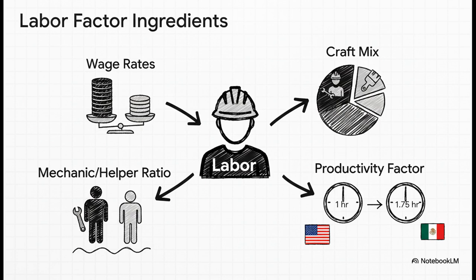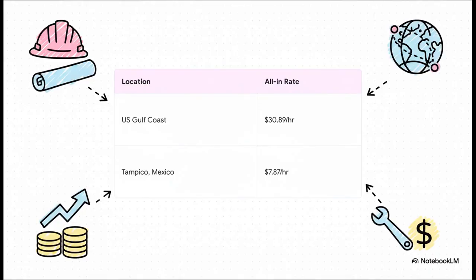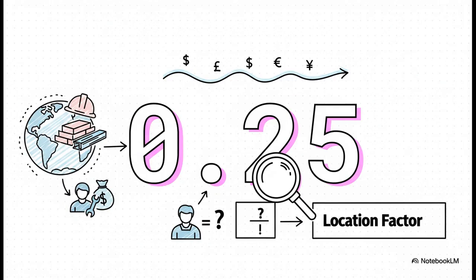In this case, they estimate that a task taking 1 hour on the Gulf Coast will take 1.75 hours in Tampico, just because of differences in tools, skills, and work habits. So after you mix in the wages, the productivity, all of it, the analysis boils down to this really simple comparison. The effective all-in cost of labor for this project is almost $31 an hour on the Gulf Coast versus less than $8 an hour in Tampico. That's a huge difference. And that gives us our first big number. The labor factor is 0.25.